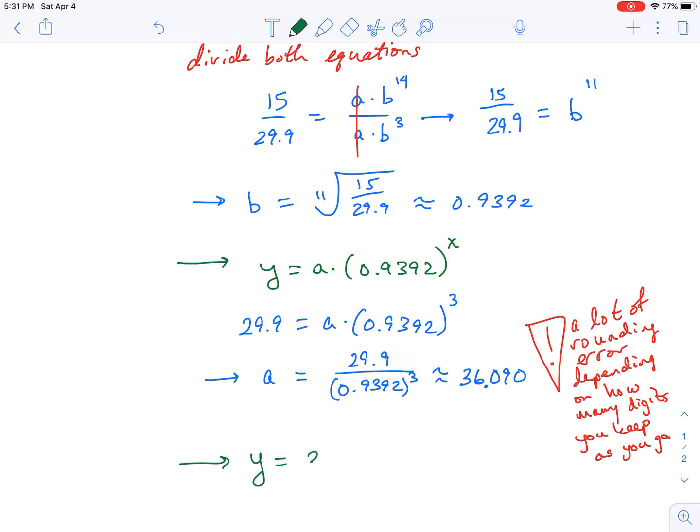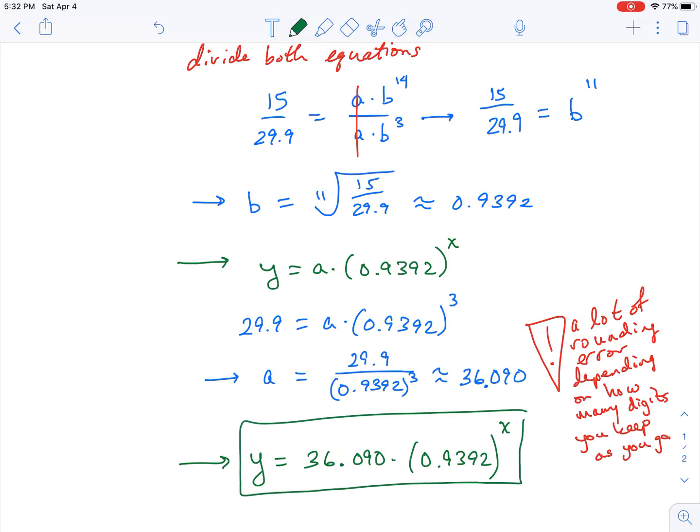So our answer will be, let's say, 36.090 times 0.9392 to the x. So there's our model. From here, once we have the model, of course, we can evaluate and solve. So we can plug in new values of x and get new values of y, or we can take y values that we know or want to know about and solve to find the x.